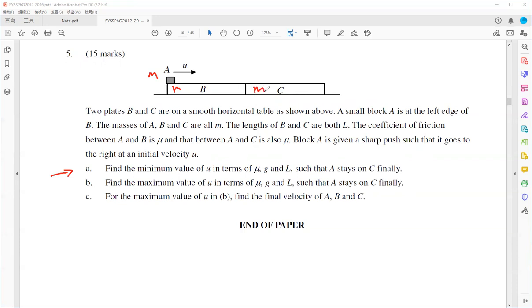Find the minimum u such that A can stay on C. That means object A has slid over the plate B already and is almost on the plate C. So what does it mean by minimum? And the next one is about the maximum. For minimum u, it can just barely land at the left side of C. For maximum, it can go to the right hand side.